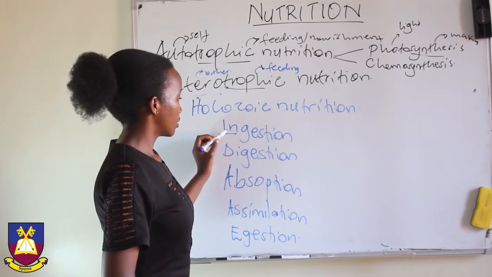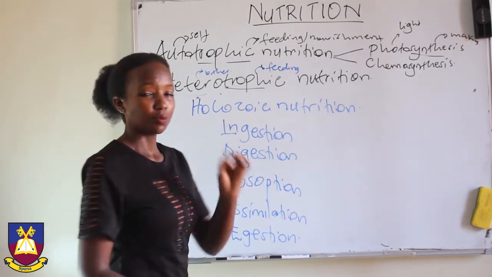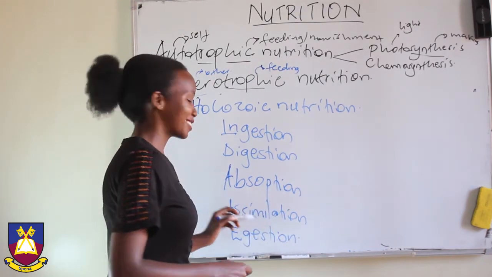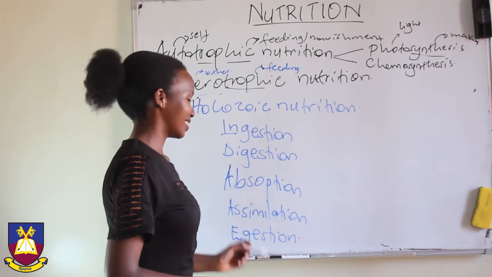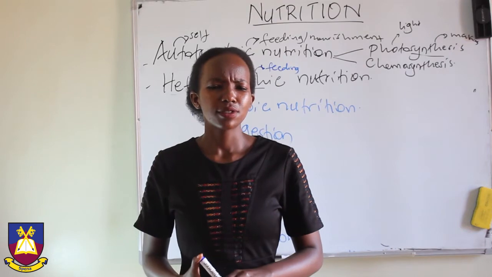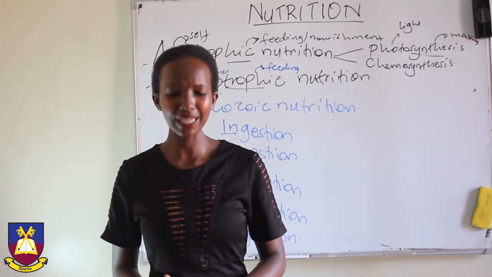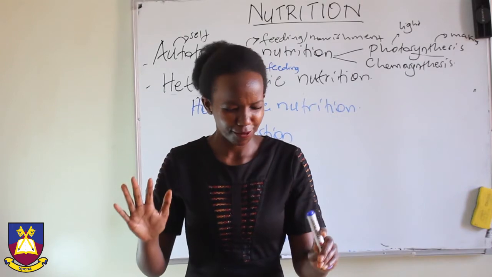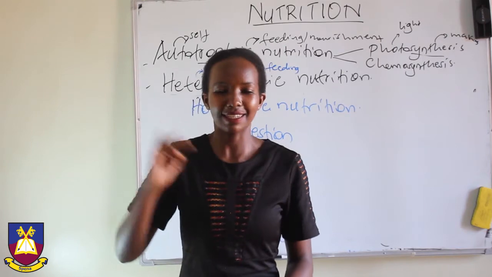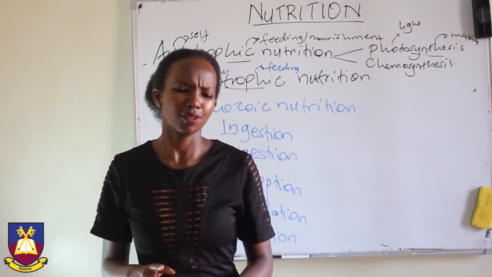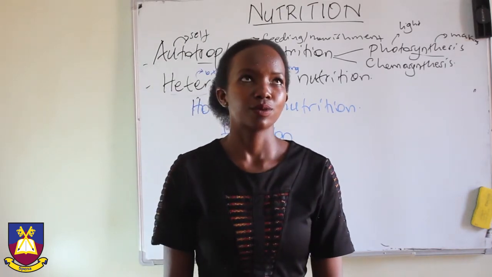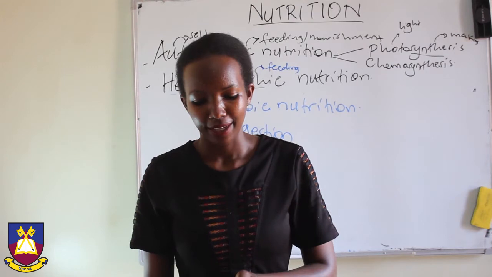So, ingestion, taking in, digestion, breaking up, absorption, assimilation, putting to use, and egestion, expulsion of the undigested food. It's almost impossible to eat all the food, and all the food gets digested, gets absorbed, gets assimilated, so that there's no egesta. It's almost impossible. There will always be some form of egestion, which now is commonly known as defecation.